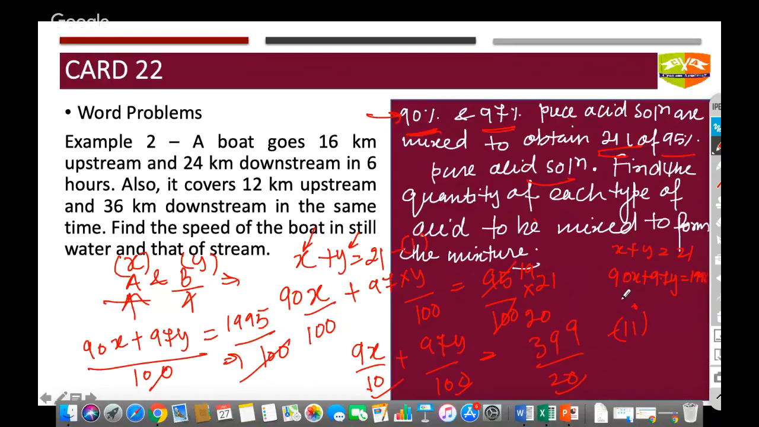1995. Multiply the first equation by 90; this gives you 90x plus 90y, and 90 into 21 is 1890. So what I get here is 7y equal to 105. So y comes out to be 15. If y is 15, x comes out to be 6. This is how you need to find the values.